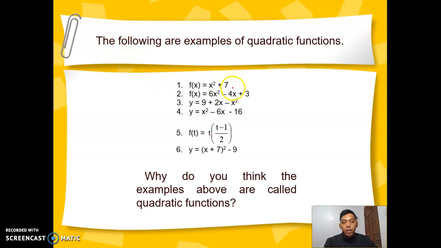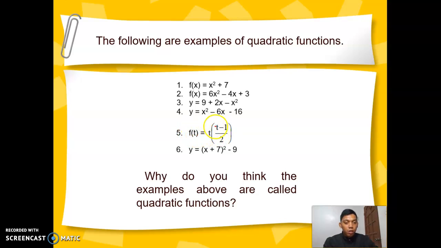So let's proceed. The following are examples of quadratic functions. f of x equals x squared plus 7, f of x equals 6x squared minus 4x plus 3. And then here we have your y. So y is the same as f of x. I discussed this in the video that we had on functions and relations, alright? So the notations. y equals 9 plus 2x minus x squared. y equals x squared minus 6x minus 16.